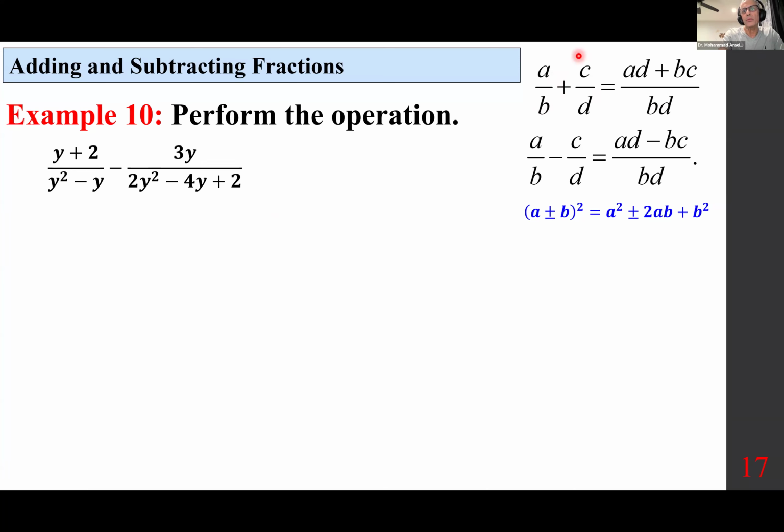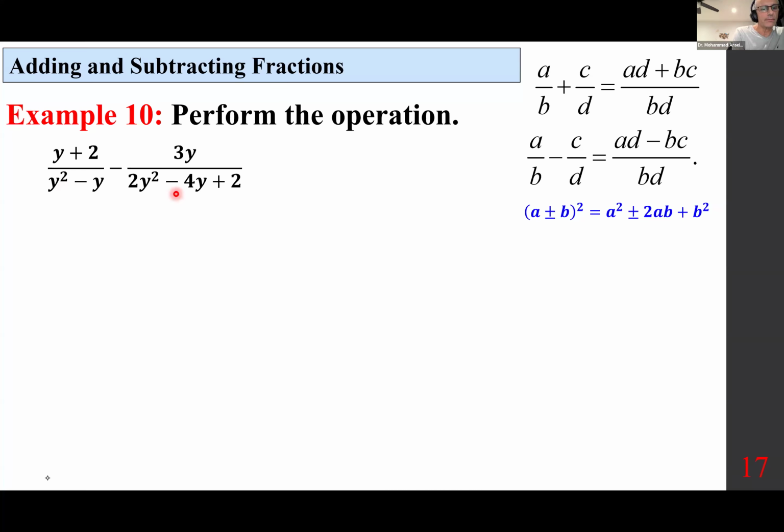For example, A over B plus C over D would be AD plus BC over BD. And if you're subtracting, again, you have to come up with the LCD first. So having said that, we are going to add these two. In this case, remember, subtraction is a form of addition, or subtract makes no difference. The first thing is to factor each denominator. This one is clearly y times y minus 1.